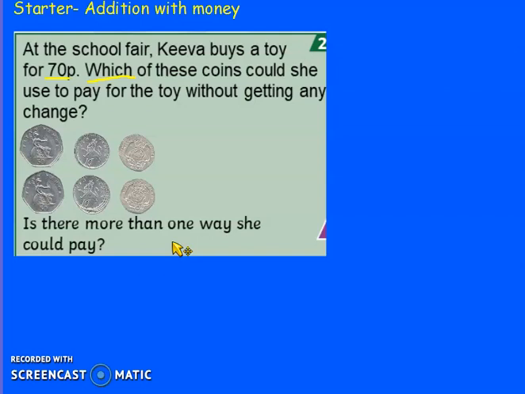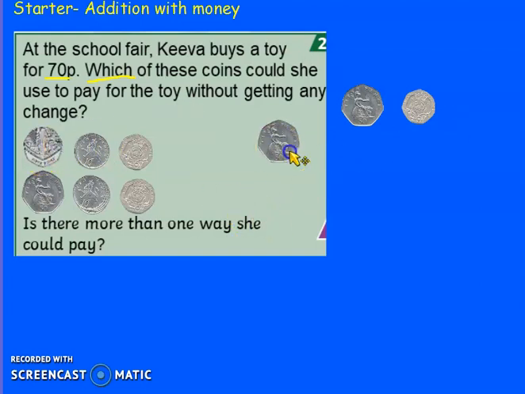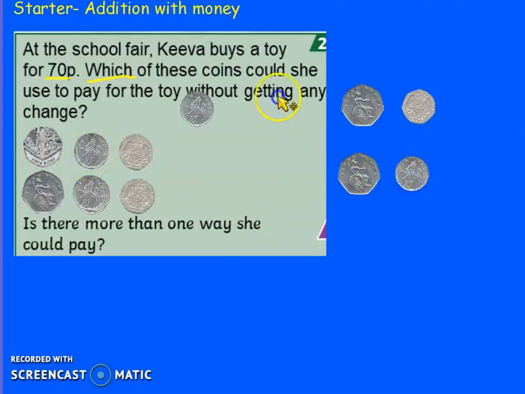Welcome back, Year 3. I hope you've worked out how Kiva paid for her toy. Let's have a look at some combinations. She could have paid with a 50p and a 20p, because 50 add 20 equals 70p without change. Give yourself a tick if that was one of the ways you suggested. She could have paid with 50p and two 10p coins. 50, 60, 70. 70p without change. Give yourself a tick if you got that right.